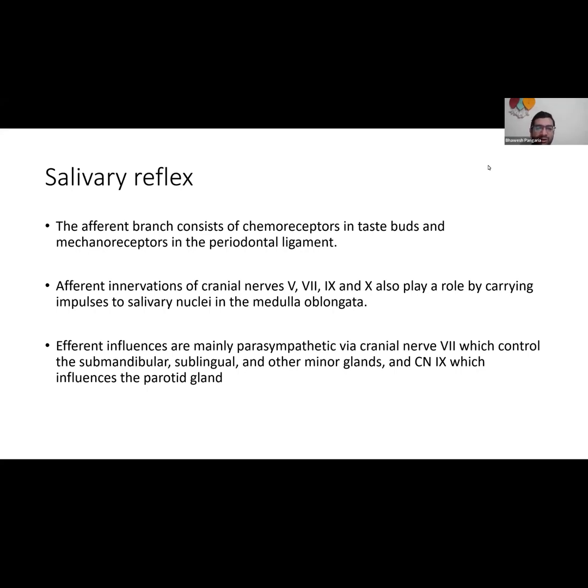The efferent influences are mainly parasympathetic via cranial nerve 7, which controls the submandibular and sublingual glands, and the other minor ones, and by cranial nerve 9, which influences the parotid gland. The parasympathetic stimulation is by acetylcholine. So the mechanism and the treatment part will also be related to acetylcholine.